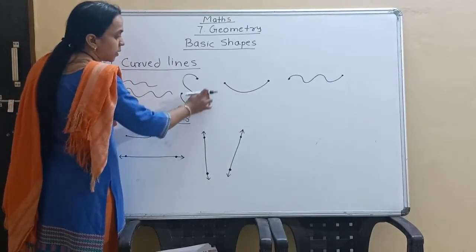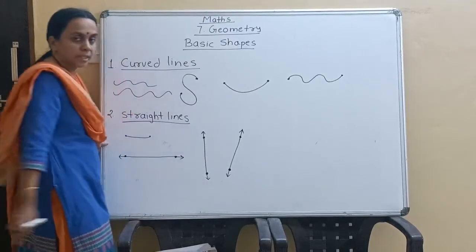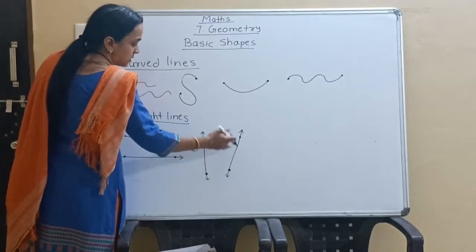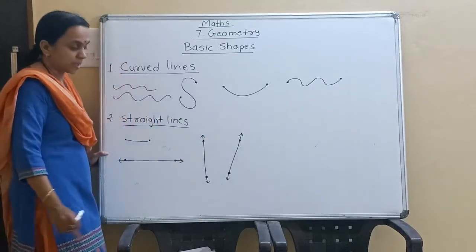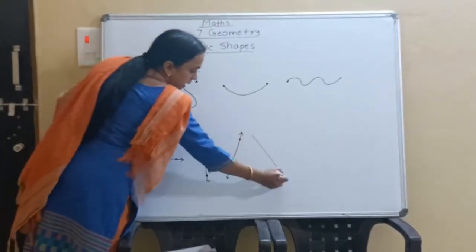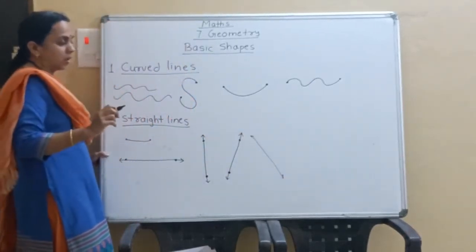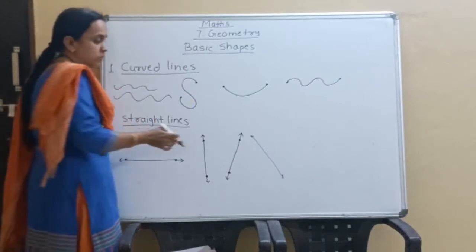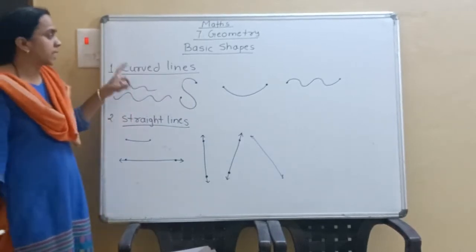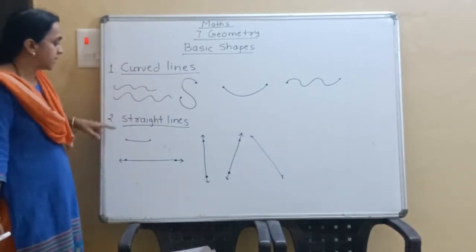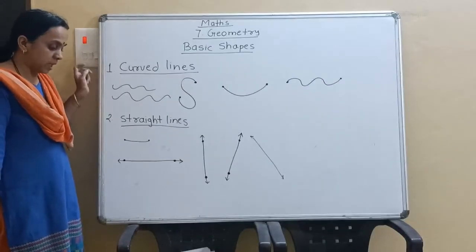We can extend it from this side also, and draw this straight line downward also. A straight line we can draw in any direction, using our scale, or by practice by our hands. So these are the two basic shapes, curved lines and straight lines. Very simple it is. We will see the next page now.